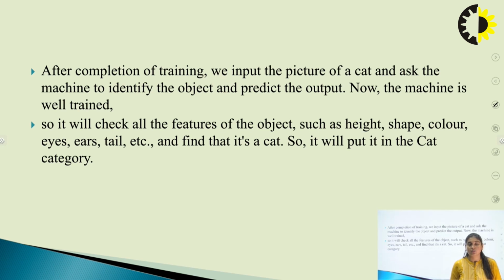Means you are providing the input as well as you are giving the output, means you are giving the labeled data. So in supervised learning, this thing is very important to understand, that we feed the machine with labeled data. So it will check all the features of the objects, like the height, color, shape, size, ears, and all of the features. And then it will categorize a particular image, that whether it will fall in the cat category or it will fall in the dog category.